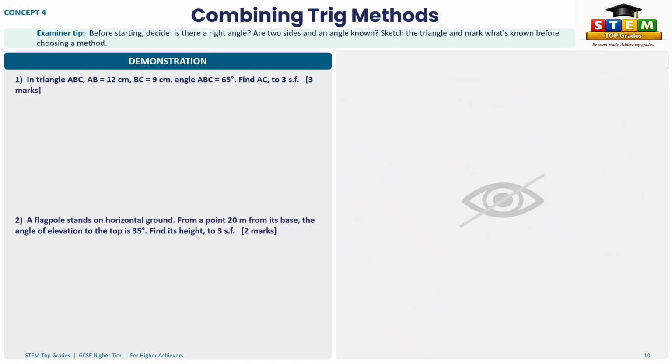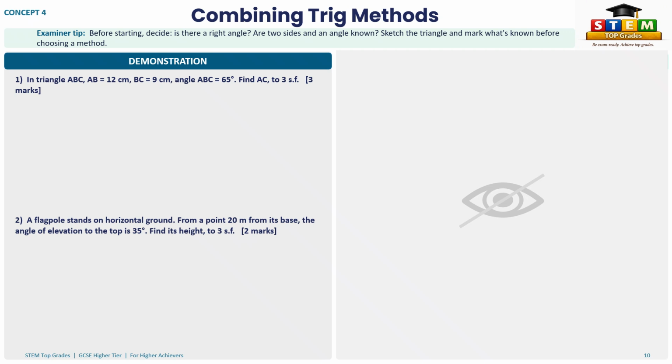Okay, next one is concept number 4. Here we're going to be combining trig methods. The examiner tip about this goes like this. Before starting, decide: is there a right angle? Are two sides and an angle known? And you have to sketch the triangle and mark what's known before choosing a method. That's what we're going to do in this question.